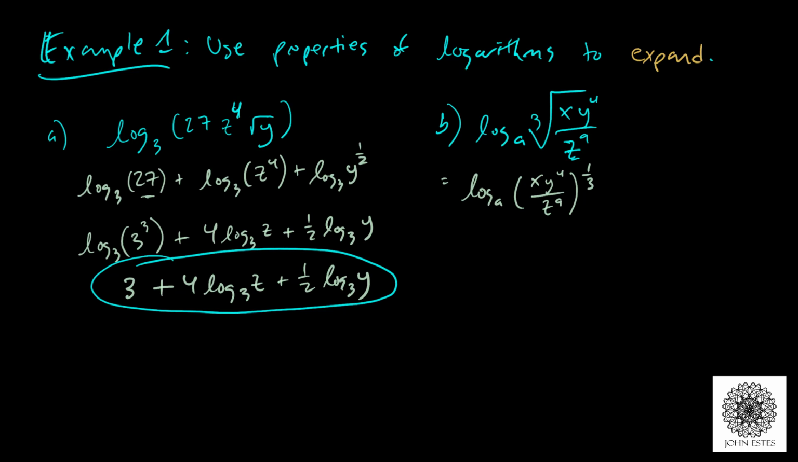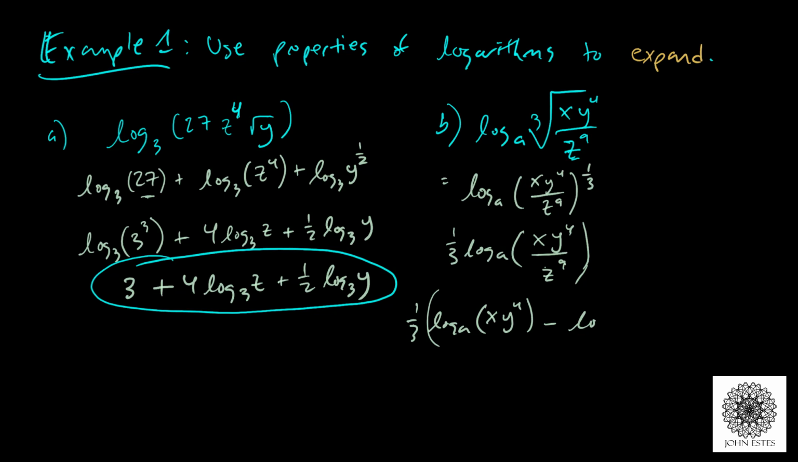I think it's useful to see it that way because remember, from my properties, the exponent can come out as a coefficient, so I have 1/3 log a of x y to the fourth over z to the 9th. Now I can recognize that there's division here, and remember the second property said that division is the same as subtraction, so I'm going to say that's 1/3 log base a of x y to the fourth minus log base a of z to the 9th, and make sure that you're keeping up with the 1/3 being multiplied across all this stuff. And then I can do the similar game from part A.